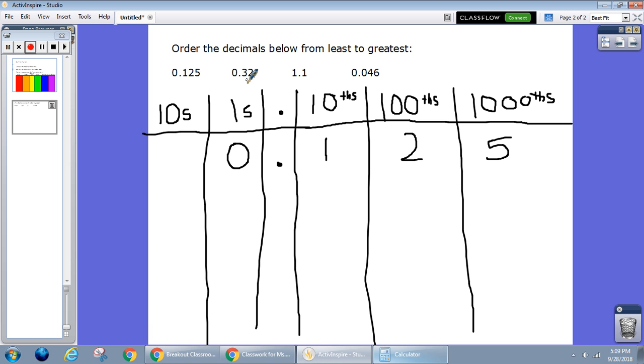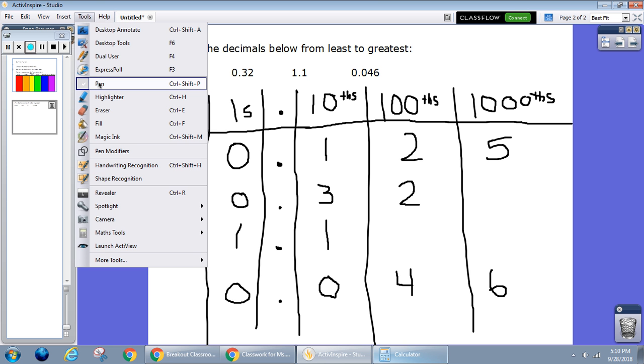All right, next I have 32 hundredths. So I have nothing in my ones place, decimal point, 32 hundredths. All right, I have 1 and 1/10, so I have 1, decimal point, 1/10. And then I have 46 thousandths, so I have nothing in the ones place. And 46 thousandths.